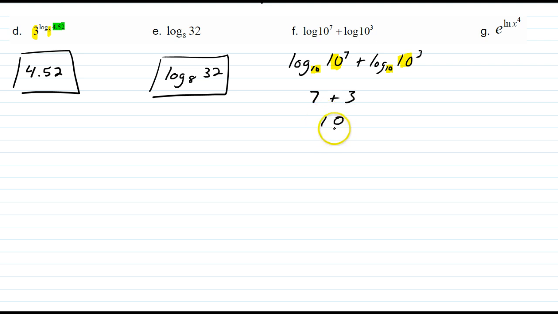And now we have the natural log. And so remember, the natural log is really a log with a base of e. And so the reason I write it like that is because I want you to see that the bases are the same. And so now this is kind of like problem D over here. And so this just reduces to x to the fourth.